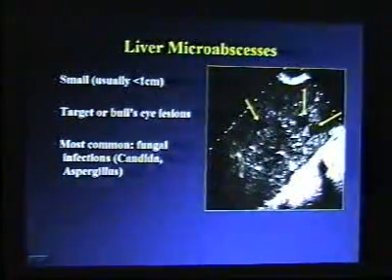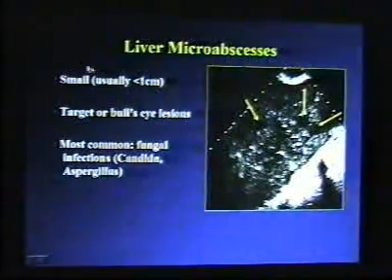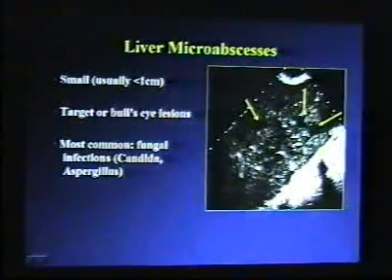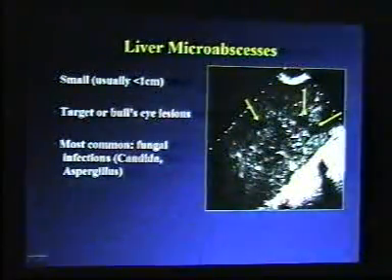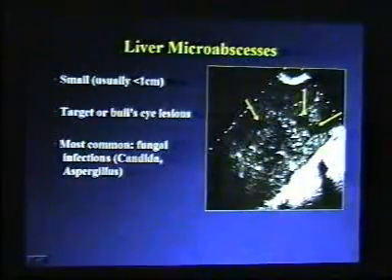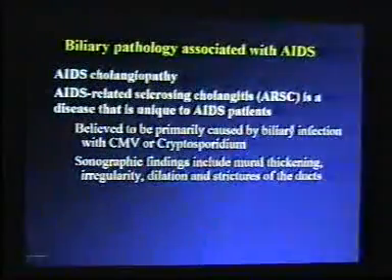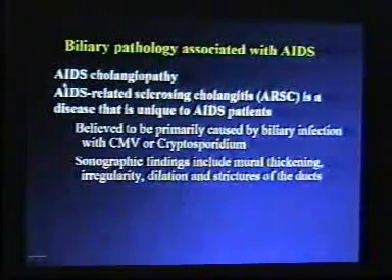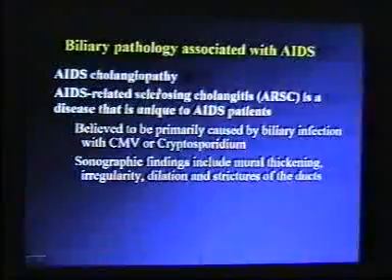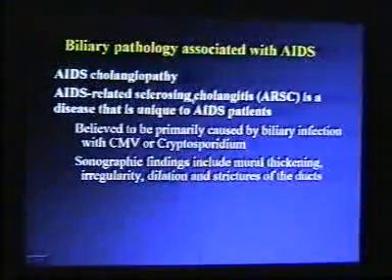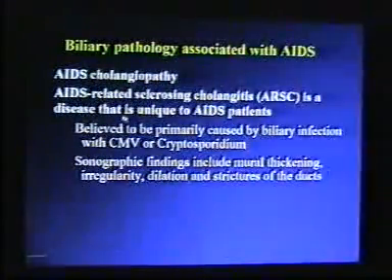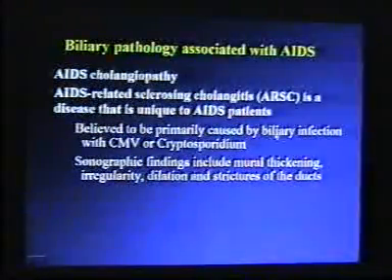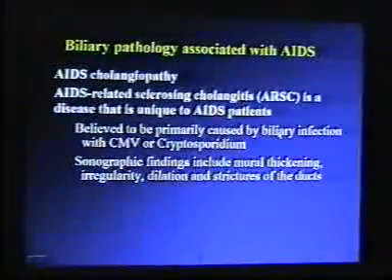Another liver with microabscesses, usually less than 1 centimeter. Target or bull's-eye lesions were there, and most common are the fungal infections like Candida and Aspergillus. Then come biliary pathologies associated with AIDS. It includes AIDS cholangiopathy and AIDS-related sclerosing cholangitis, a disease that is unique in AIDS patients, believed to be primarily caused by biliary infections with cytomegalovirus or cryptosporidium.